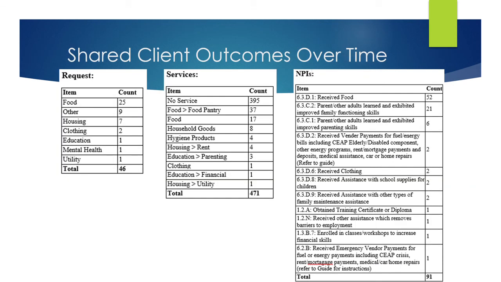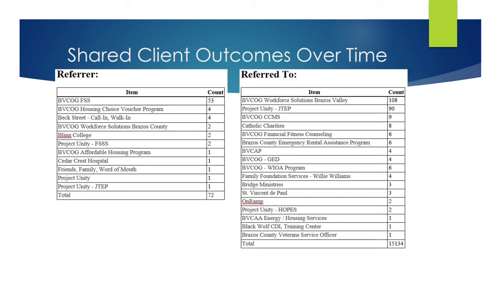Intake1 also easily reports shared client outcomes over time. For example, it will report outputs such as client requests and services provided, and outcomes through the National Performance Indicators, or NPIs. Other outputs that are indicated in Intake1 are which agencies referred clients to a program, which is referrer, as well as where clients were referred to.